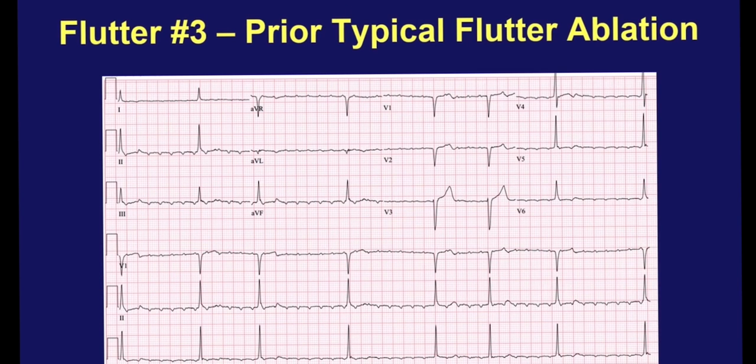Let's turn our attention to flutter number 3 in patient number 3. This patient had a previous typical right atrial flutter ablation, but they come back with atrial flutter, and this is the bane of our existence when we think that we're seeing a recurrent arrhythmia that we thought we got rid of with a previous procedure.